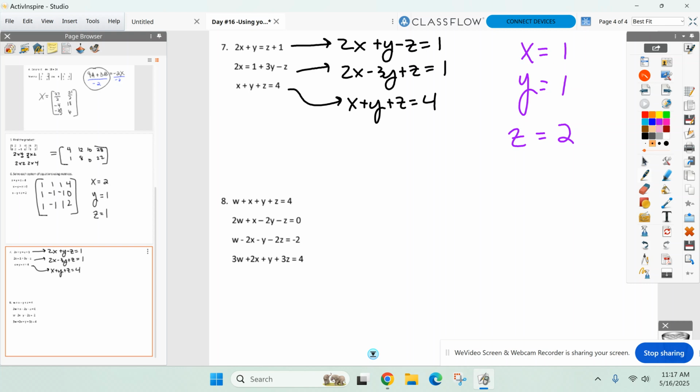1, 1, 2. And then number 8, oh my God, it's 4 variables. It doesn't matter how many variables, the calculator is going to handle it. It's just a matter of you guys typing it in right and making sure you go to RREF first before you solve for the variables.